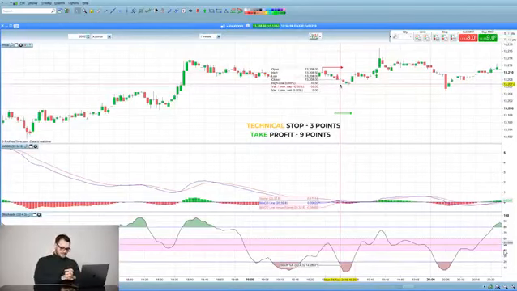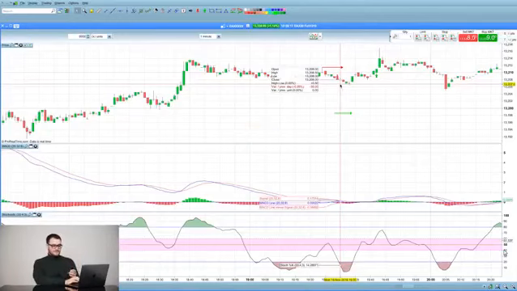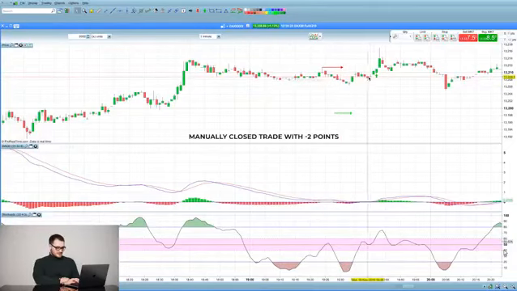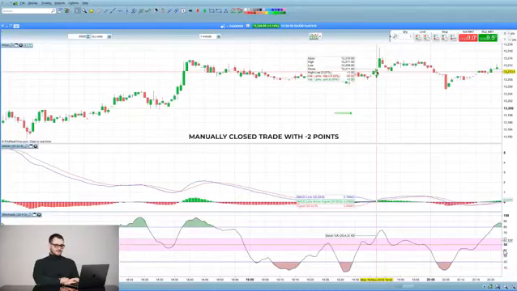Pretty much it's an evening. It's already 7:30 p.m. So maybe the traders are not trading anymore and the market is just simply starting to slow down already for the night. And as you can see, this signal did not work, and I've closed it here manually with -2 points. So I did not wait for the stop.